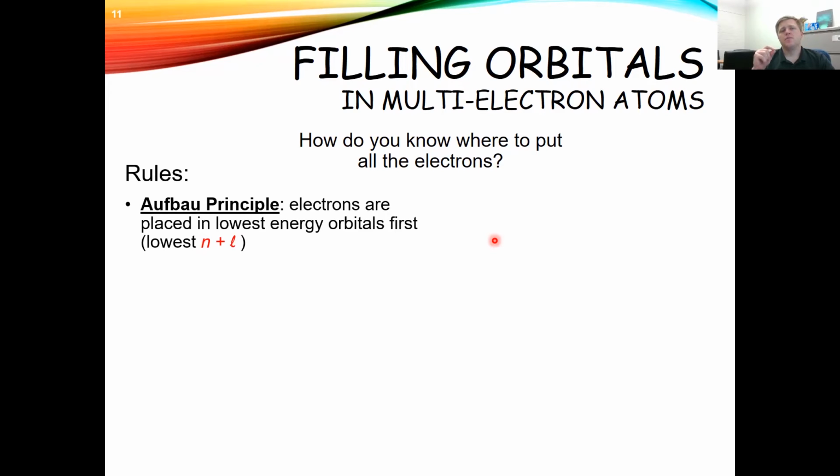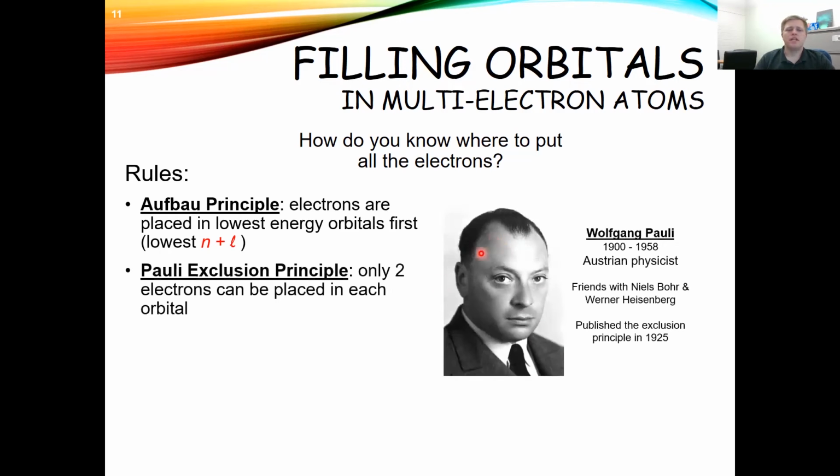And the lowest energy orbital is going to be the one with the lowest n plus L value, right? So you can have 2 electrons in the 1s orbital. Then when you go to the n equals 2 shell, you can put 8 electrons in there, but you're going to fill the 2s orbital before you fill the 2p orbital. The next rule is the Pauli exclusion principle, named after Wolfgang Pauli, who came up with it. And the Pauli exclusion principle says that you can only have 2 electrons in each orbital, and that each electron has its own unique quantum numbers.